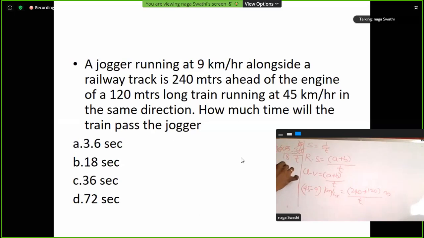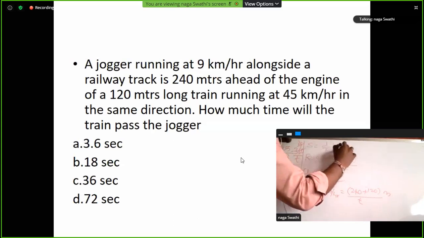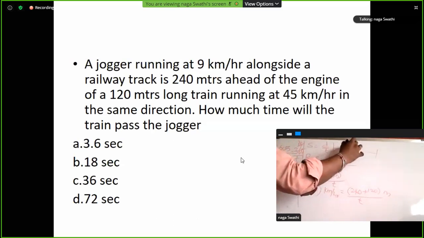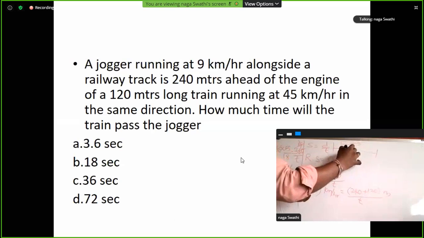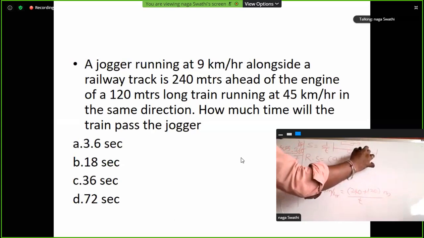T is equal to 36 seconds. Simple math. Speed is equal to distance by time. So here the train as well as the person are both moving in the same direction.